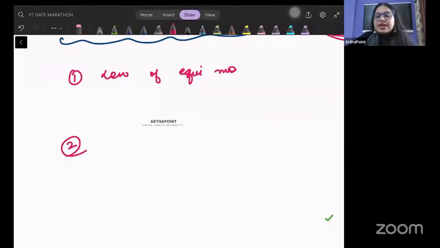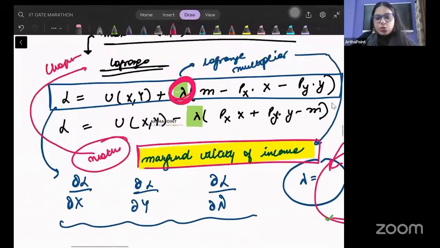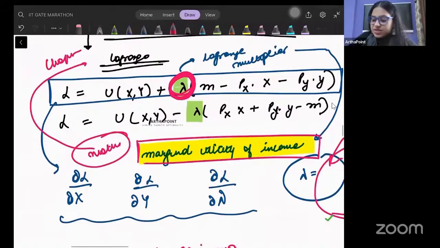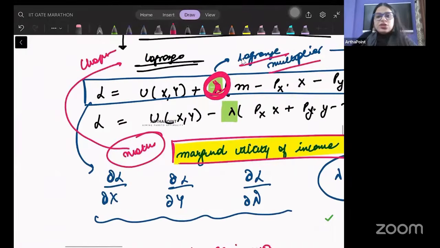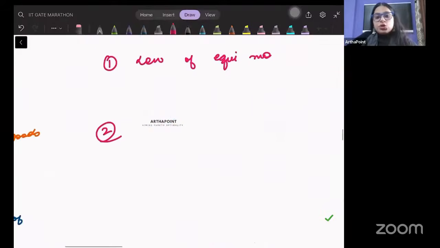Yes, it is not showing Lagrange. The Lagrange multiplier is showing the marginal utility of money, not Lagrange. Yes, this entire equation is the Lagrange, but this lambda is the Lagrange multiplier, and this tells me the marginal utility of money. Okay, fine.